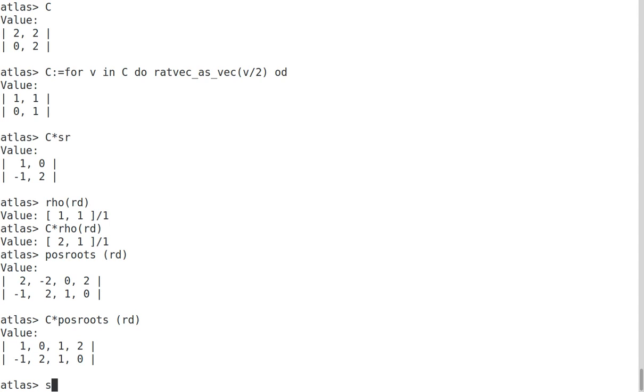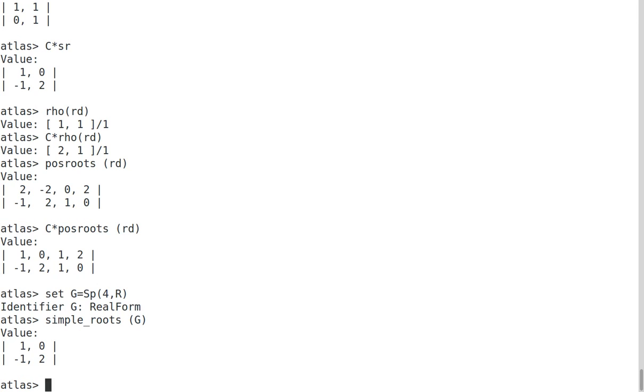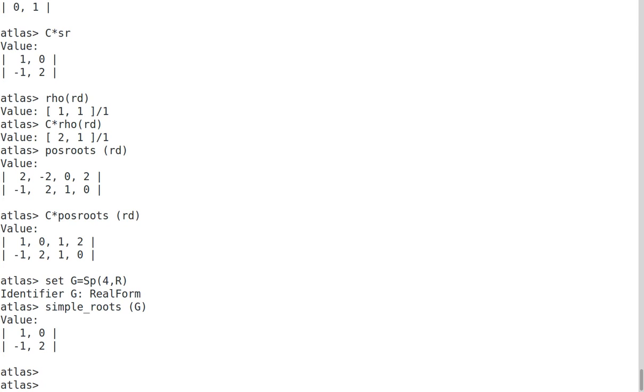Now, let me mention here that if I had defined this group to be SP4, then I wouldn't have had to go through all of this. When you define a classical group like this, it picks the nice coordinates. So for this particular group, this wasn't really necessary, but there are certainly other times when it is. So let's look at an example of that.